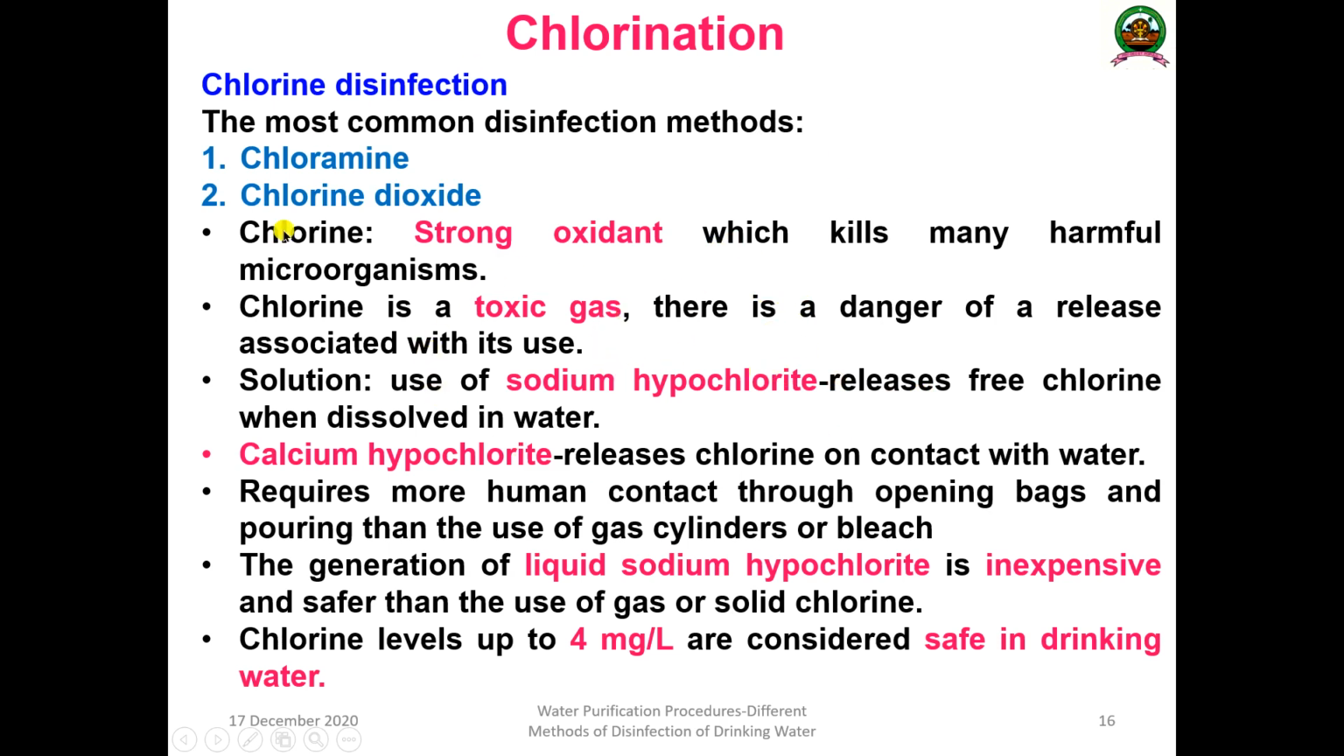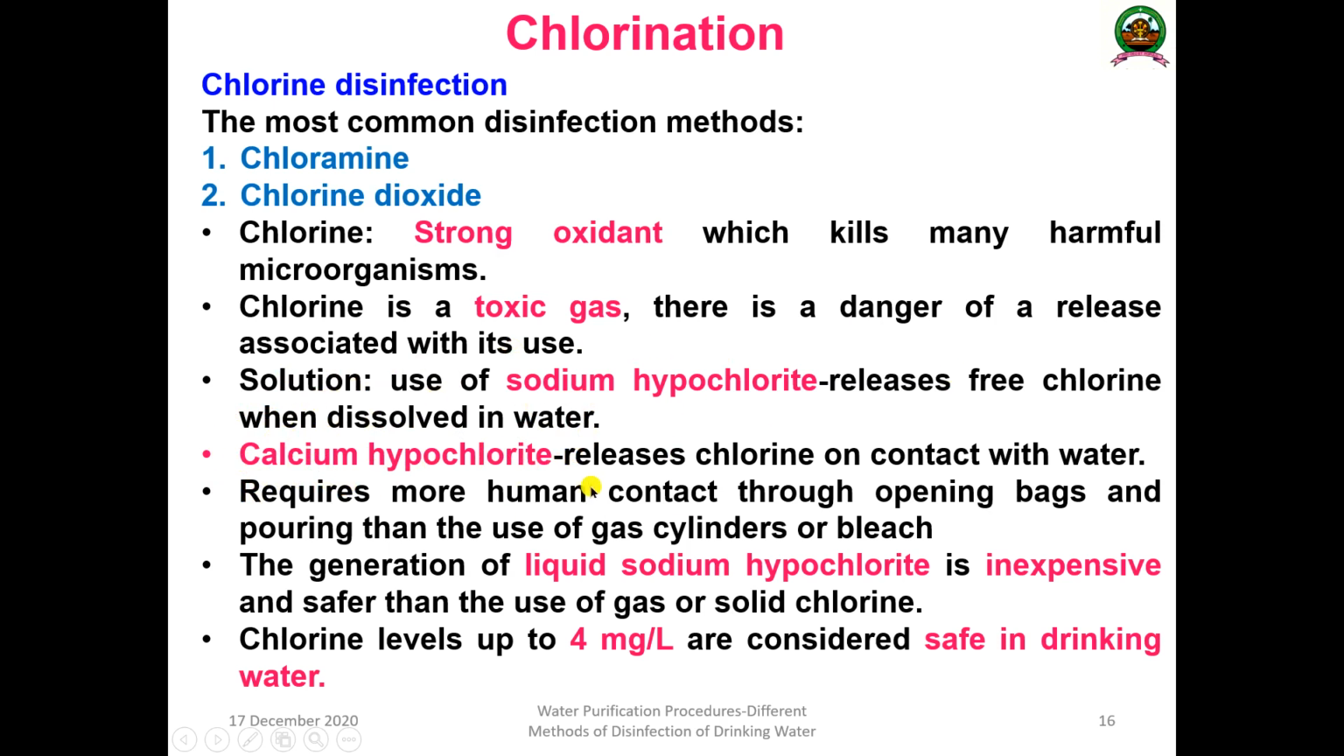Then, instead of dealing with this toxicity of chlorine, you can use sodium hypochlorite, which releases free chlorine when dissolved in water. So that will not have a lot of harmful impact. In addition to sodium hypochlorite, you can use calcium hypochlorite for chlorination, which releases chlorine when it interacts with the water. But it requires more human contact through opening bags and pouring than the use of gas cylinders or bleach. So this particular application is mainly liquid.